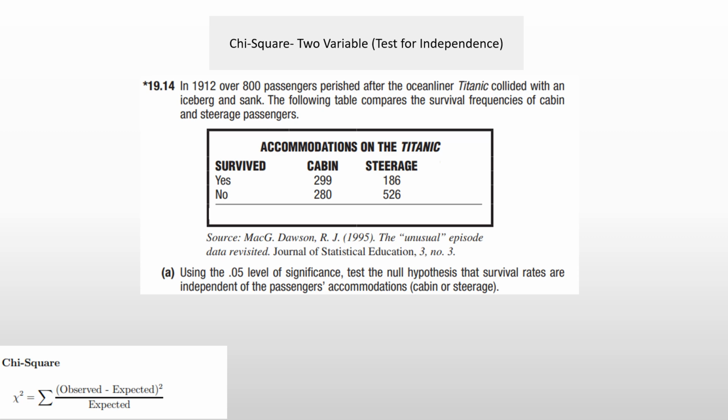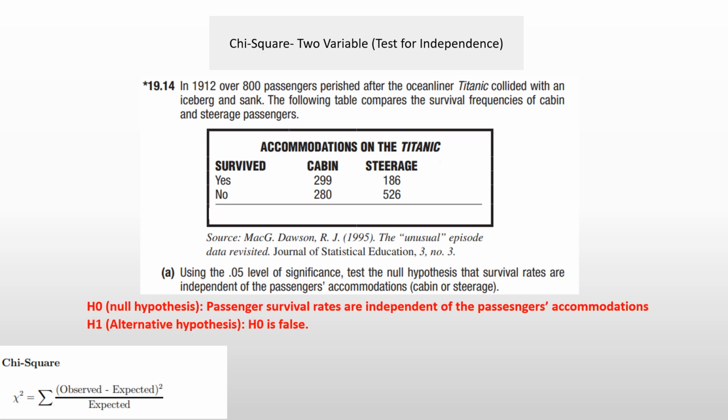If you're doing this for a college assignment or it comes up in a test, usually there are marks that go for the null hypothesis and the alternative hypothesis. So you always have to write those first at the start of the question. These are the things you're testing, and ultimately you're going to pick one of those as the correct answer. The null hypothesis is: passenger survival rates are independent of passengers' accommodations. You can write that in those words, or you can just say it doesn't matter where the passengers stay in terms of whether or not they survived.